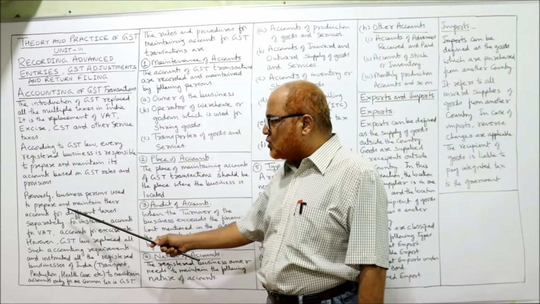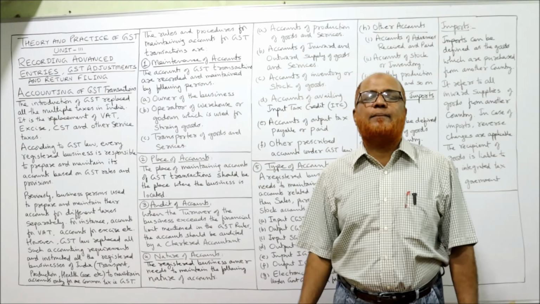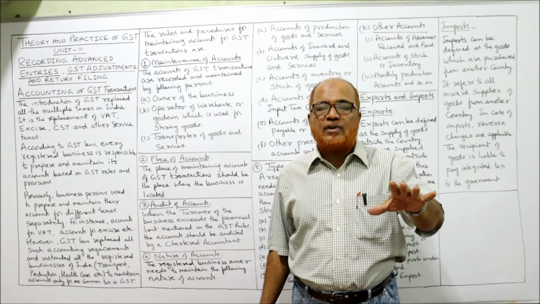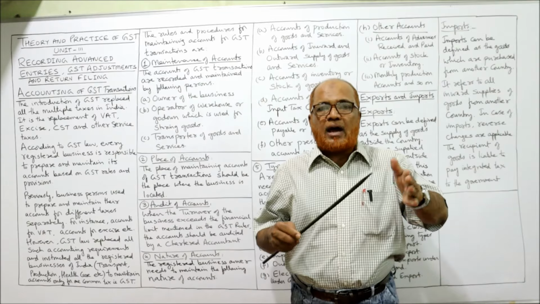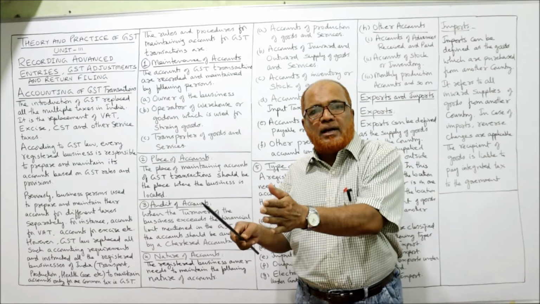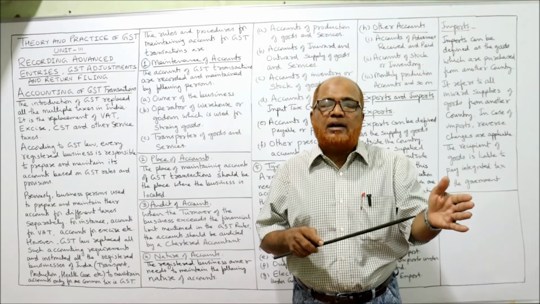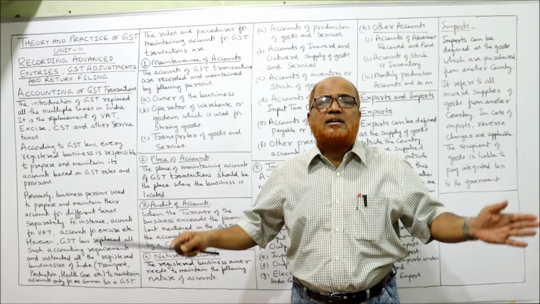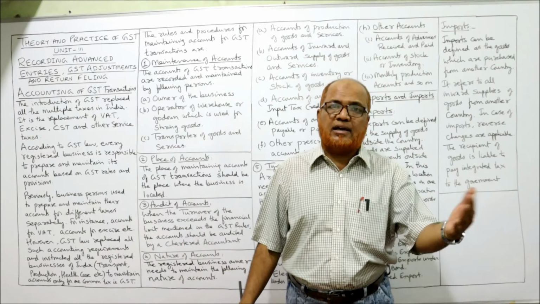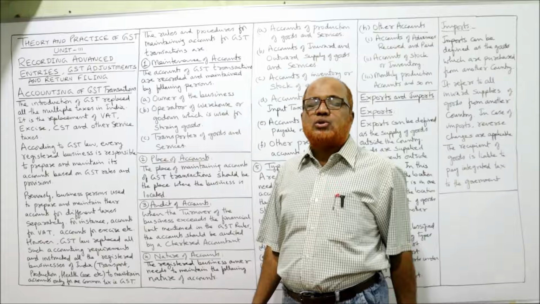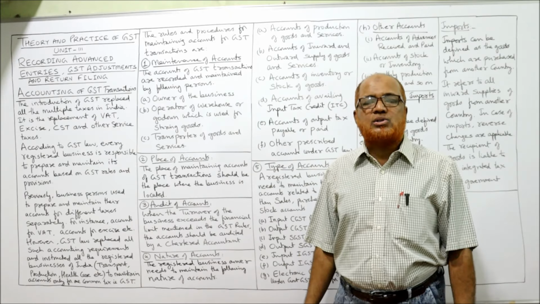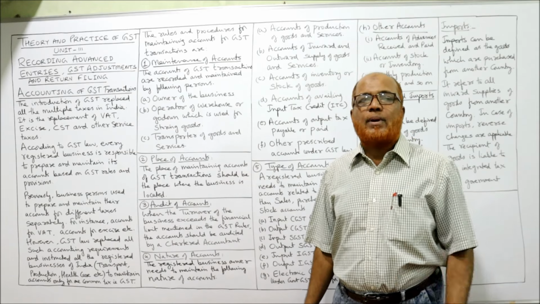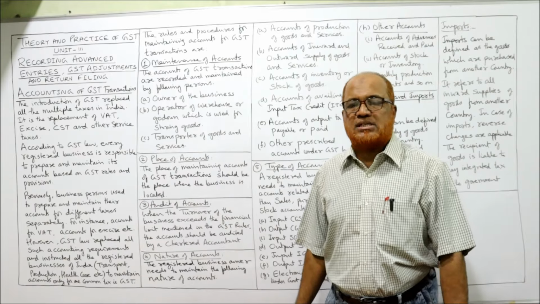Previously, business persons used to prepare and maintain their accounts for different taxes separately. Before GST, every business house had to maintain accounts differently for different taxes. For example, accounts were maintained separately for VAT, for excise, for CST, and for service tax. Like this, different accounts were maintained for different taxes earlier. But GST says there is no need to maintain separate accounts for separate laws. Only one set of books of accounts must be maintained, which should comply with the provisions of GST.